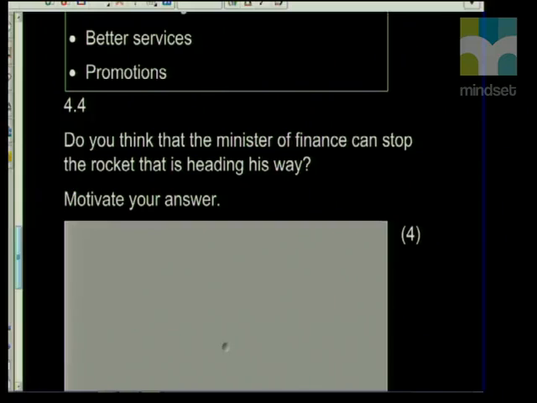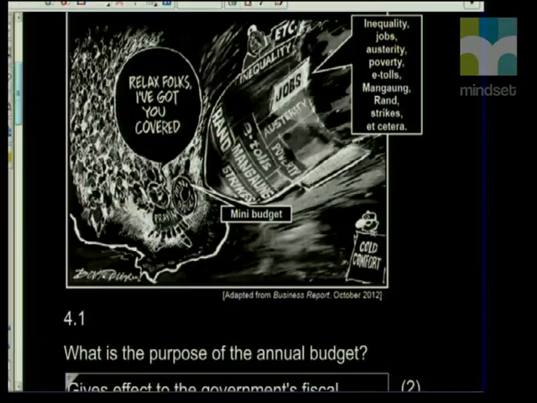Question 4.4 says, do you think that the Minister of Finance can stop the rocket that is heading his way? Yes, the rocket. Remember our picture there. There is the rocket, heading in his direction. If you look at the size, how huge that rocket is. Ooh, that is very big. It's coming to the Minister of Finance, and the minister only has this small shield there. Will he be able to protect all these people with this little shield?